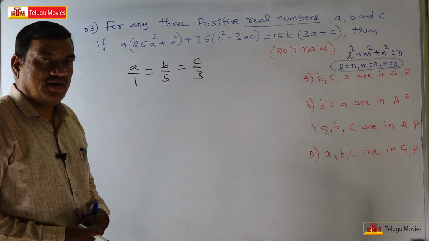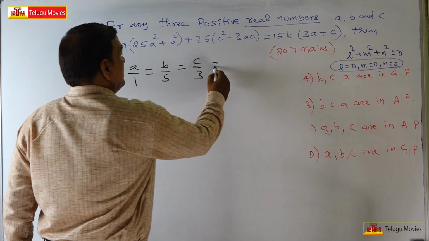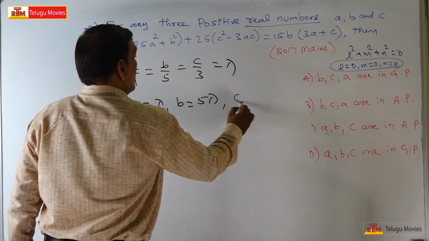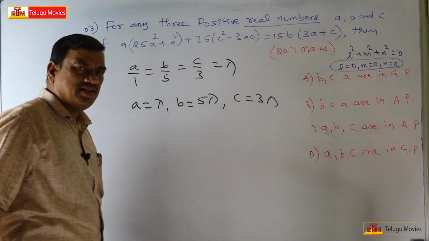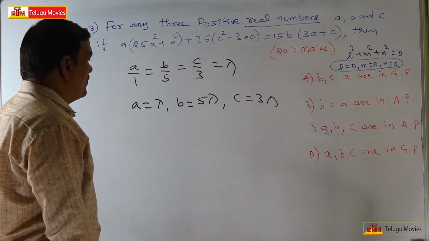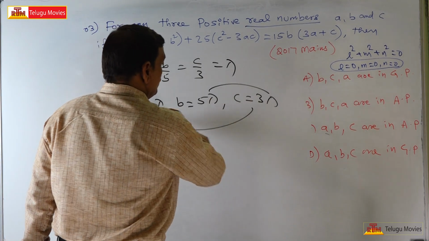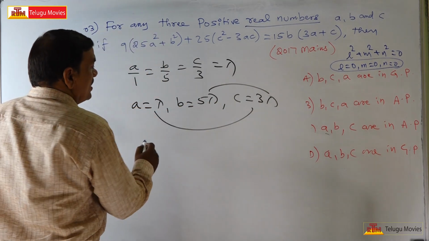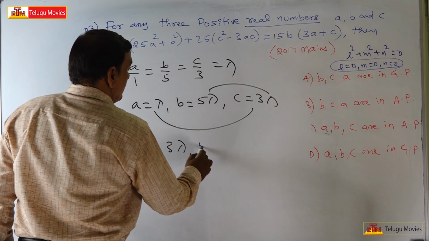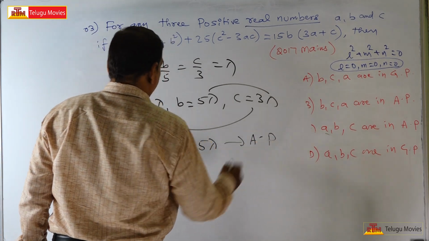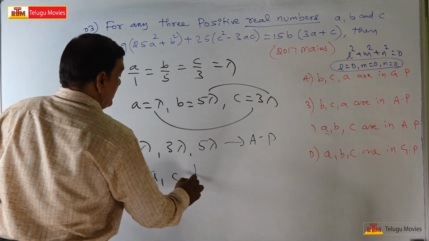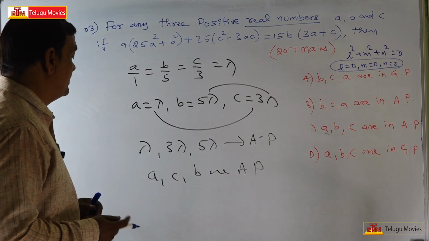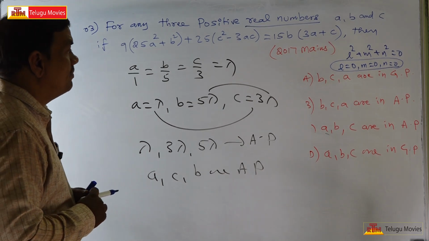Dear students, let us continue the solution. Let it be some lambda. Therefore a is equal to lambda, b is equal to 5 lambda, c is equal to 3 lambda, where lambda is a non-zero real number. So clearly, if you observe all these values, lambda, 5 lambda, 3 lambda, if you put it in order, lambda, 3 lambda, 5 lambda are in AP. That means a, c, b is in AP, or b, c, a.